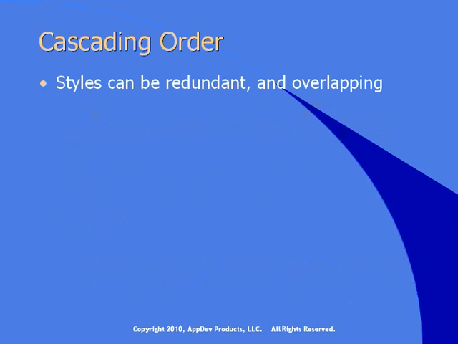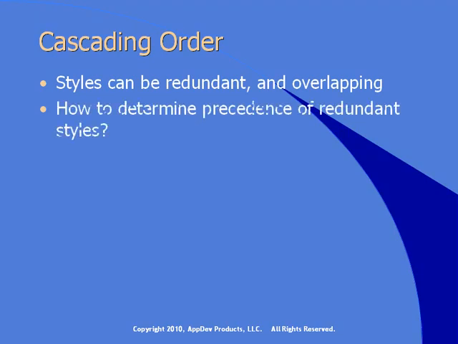Now, of course, styles can be redundant and even overlapping. How do you determine the precedence of redundant styles? Well, you might have styles defined in one or more cascading style sheets external to your document. Well, first of all, the lowest priority is the browser default. If there's no style applied, well, you get the browser default, but that's the lowest priority. Next would be an external style sheet. That's the kind of stuff that would be stored in a CSS file within your project or somewhere else.